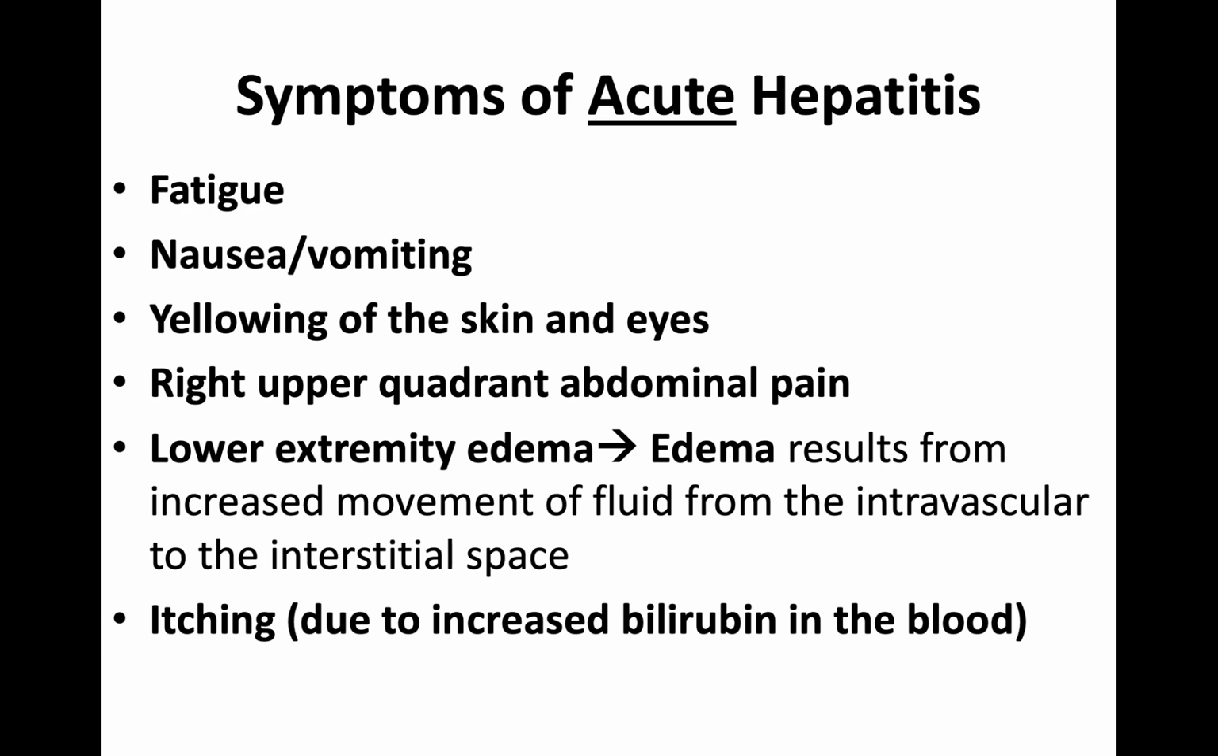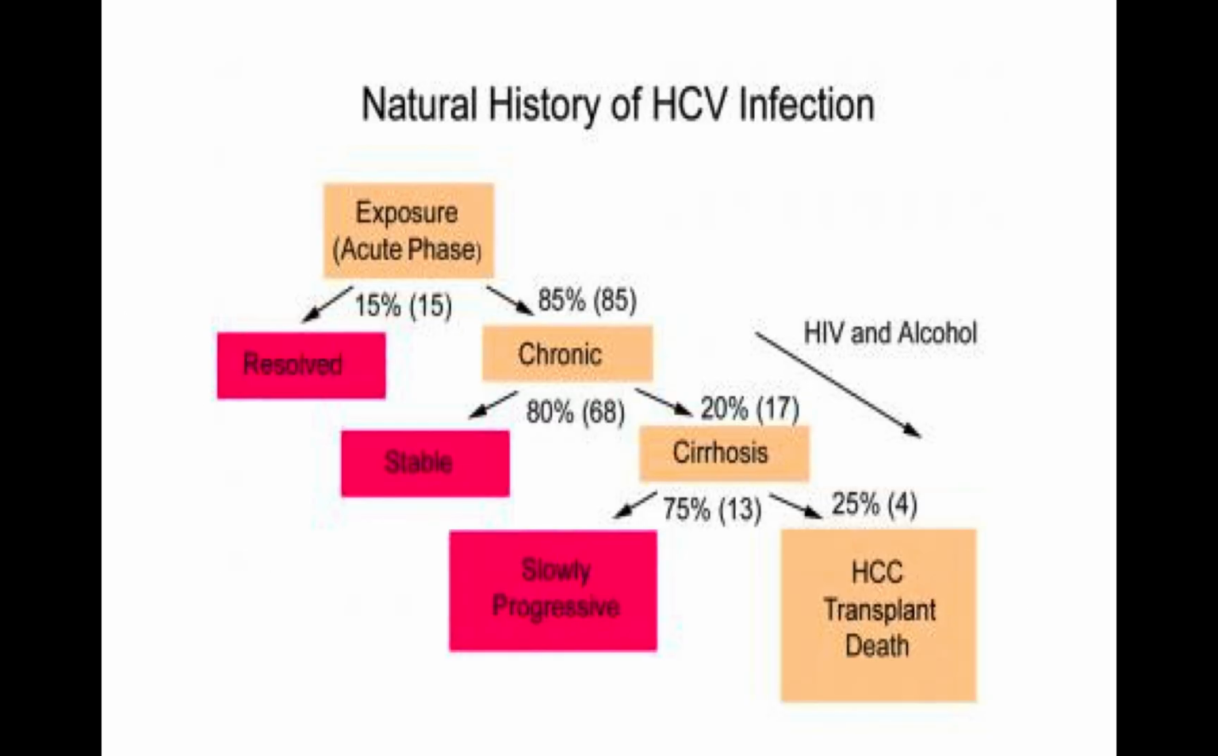Okay, so symptoms of acute hepatitis C are really the same for any acute viral hepatitis. Fatigue, nausea, vomiting. They can become jaundiced, right upper quadrant pain. Lower extremity edema would be pretty severe, but that can certainly happen. And with all acute hepatitis, there can be some itching, and that's because the bilirubin is metabolized by the liver, similar to the ammonia, and if the liver is not functioning, if it's inflamed and it's offline, then the bilirubin builds up and it deposits in the skin. And in addition to causing jaundice, it leads to itching.